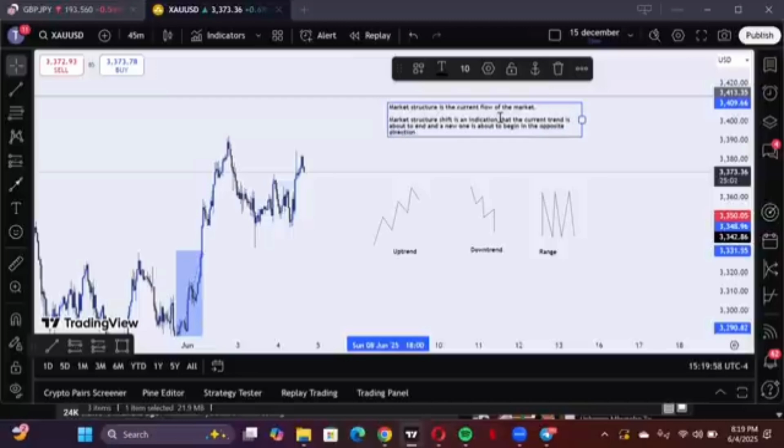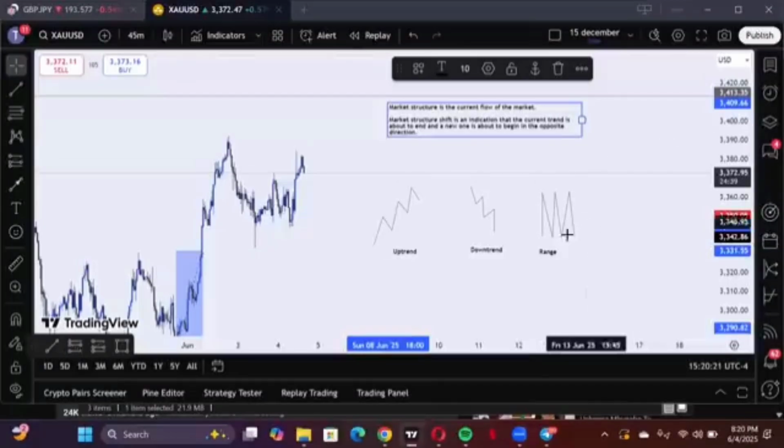That is what a market structure shift is. So a market structure shift is an indication that the current trend is about to end and a new one is about to begin in the opposite direction. So this is just a theoretical definition. When it comes to practicalizing it, what this means is that if market is on a particular trend, any deviation from the characteristics of that trend means that a market structure shift is occurring.